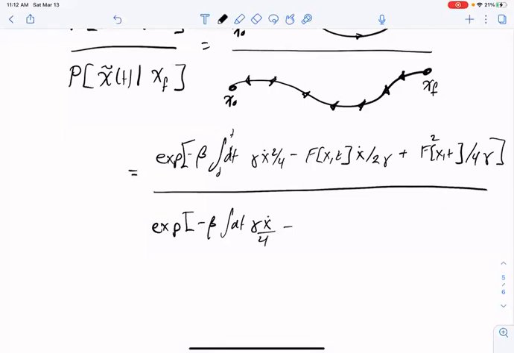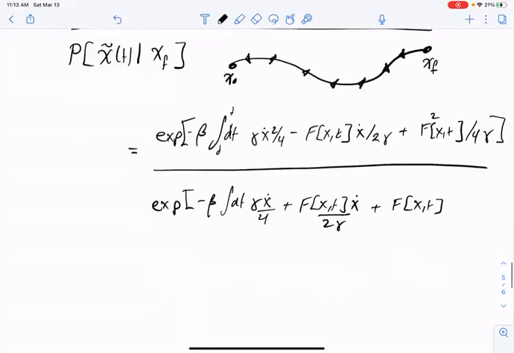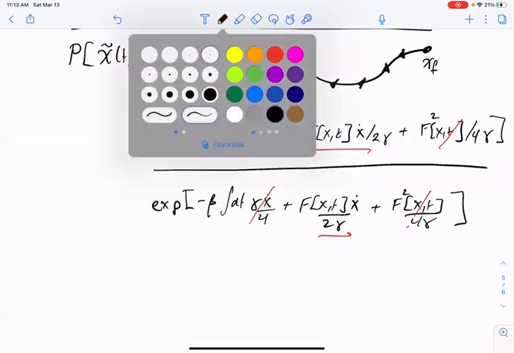X dot here changes its sign. I have plus f of x and t, x dot over 2 gamma. And f, if those forces are the same in the forward and reverse trajectories, it remains the same. So again, this term cancels that term. This term cancels this term. The only thing I'm left with are these terms.